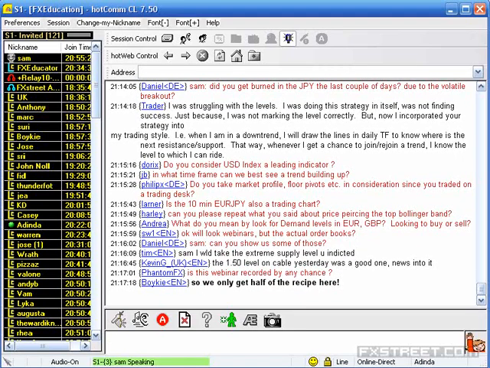And one more thing. Philippe's asking a great question: do you take market profile and floor pivots into consideration since you trade on the trading desk? No, I don't. Market profile in a conventional sense has a lot of flaws in it, if you haven't figured it out already. I'll give you the short version.